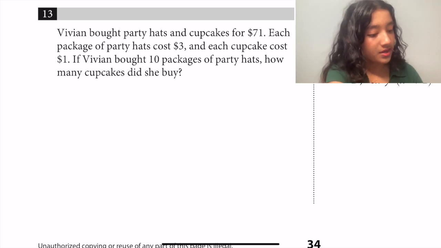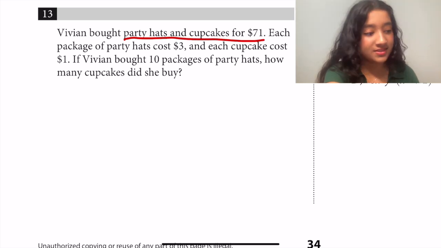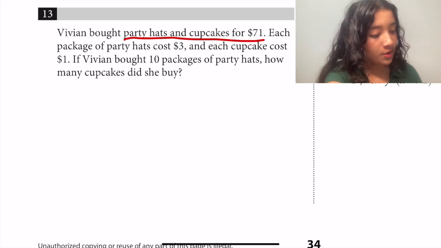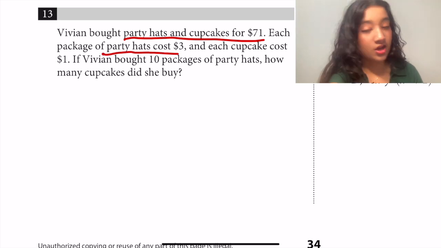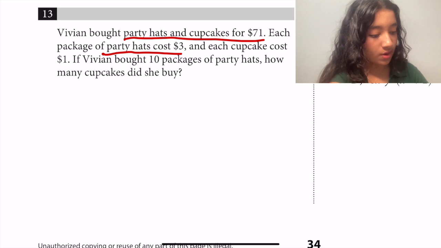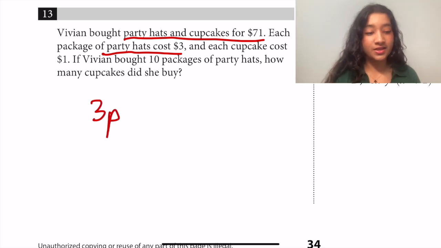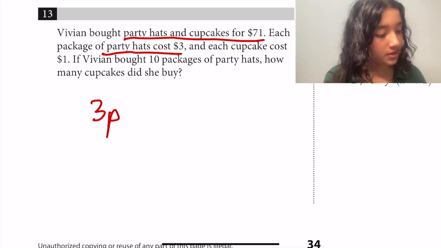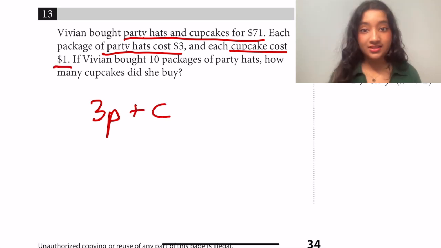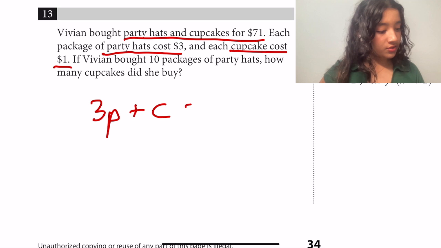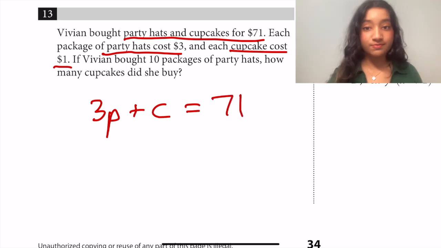So we know that the total amount in dollars of party hats and cupcakes is $71. So we know party hats cost $3 each. So let's say that party hats is represented by P, and each one is $3. So altogether, the party hats will cost 3p dollars, and each cupcake cost $1. So that's just C. And altogether, that costs $71.